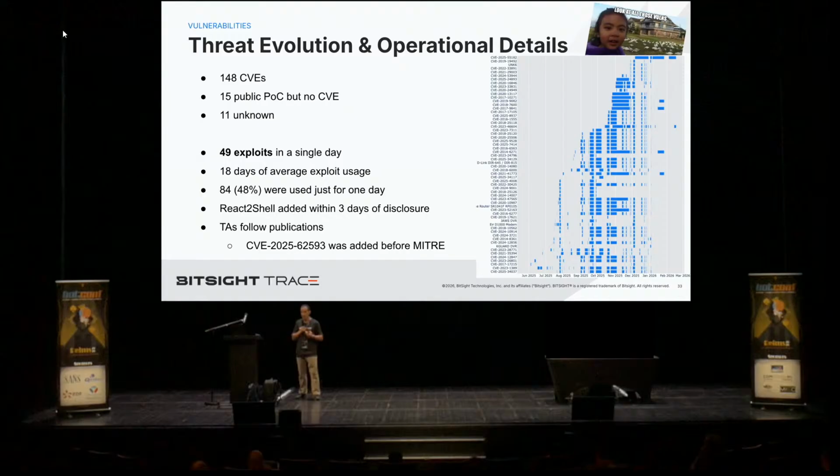One other interesting thing about the vulnerabilities is that they were pretty active in terms of finding relevant ones. For example, the React2Shell vulnerability, they added to the exploits 3 days after the disclosure. Another good example is CVE-2025-62593, an array vulnerability that they added before the CVE was published. It kind of shows that they're likely looking at research reports or vulnerability reports and maybe adapting to them.